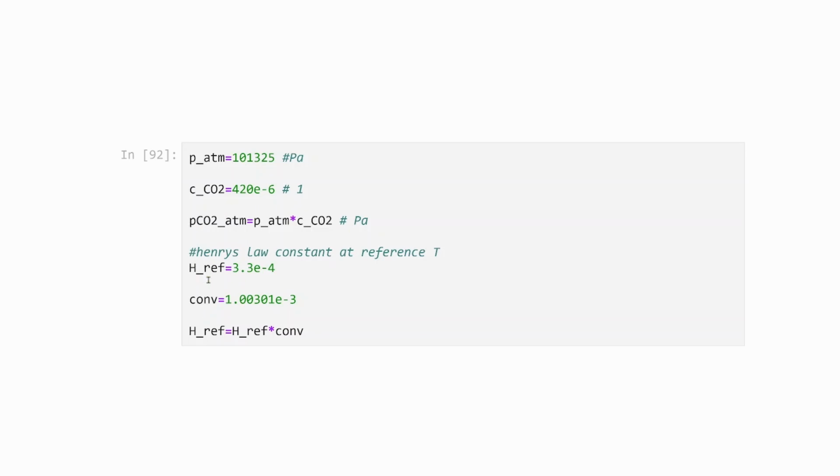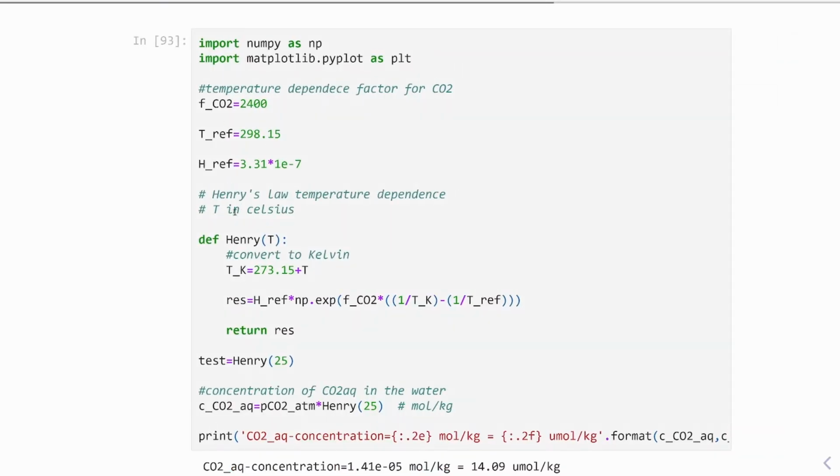Then we need to know the reference Henry's law constant. In the next step we're gonna calculate from the reference Henry's law constant, kH ref, the Henry's law constant for 25 degrees. So multiplying it with the partial pressure of CO2, we get the CO2 concentration in the water, CO2 AQ, which is 14 micromoles per kilogram, quite low.